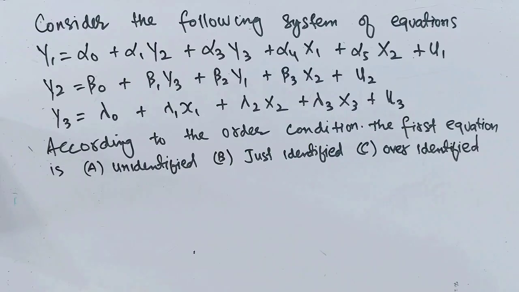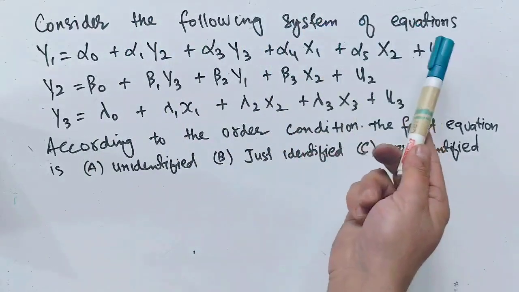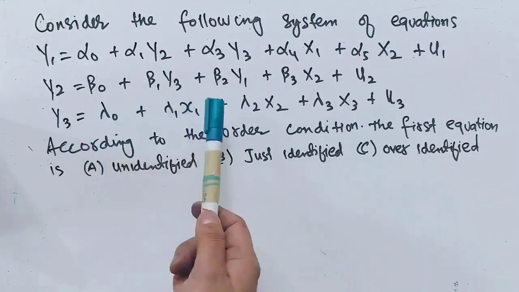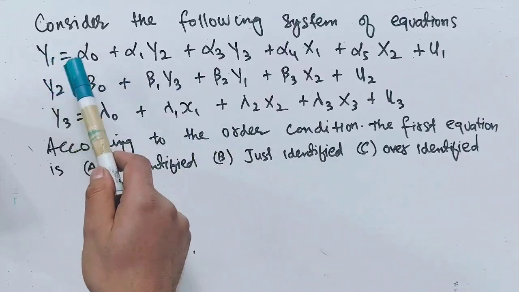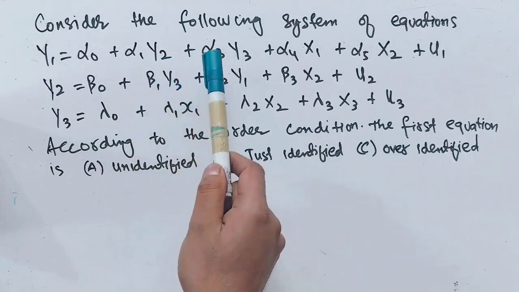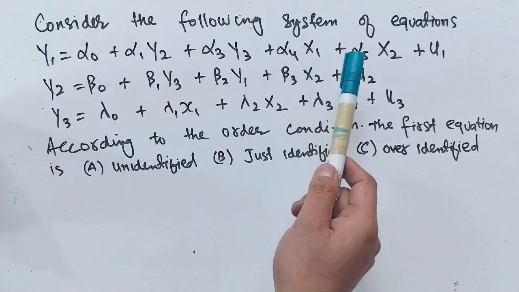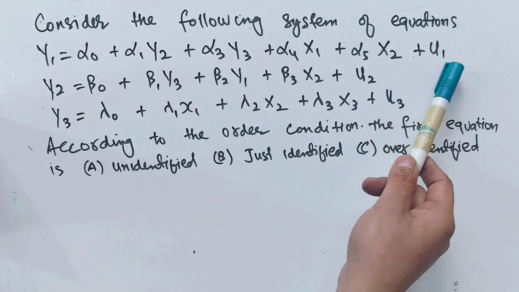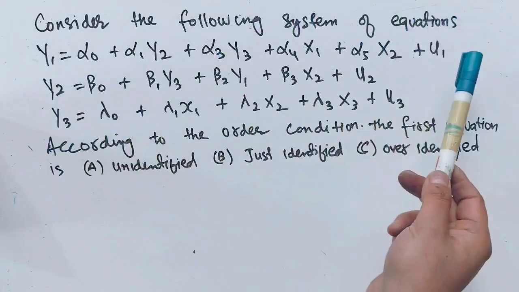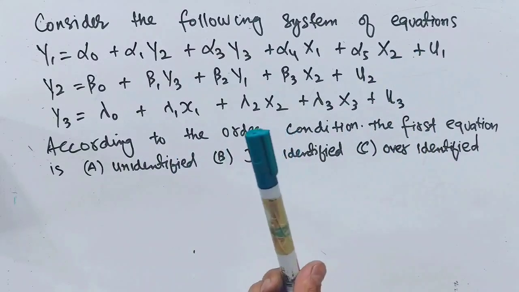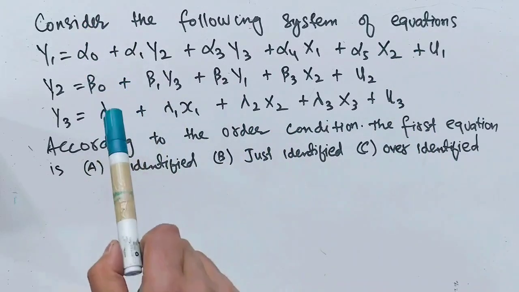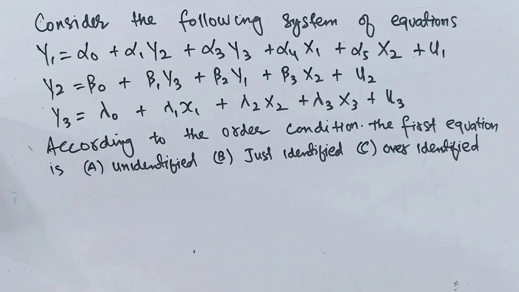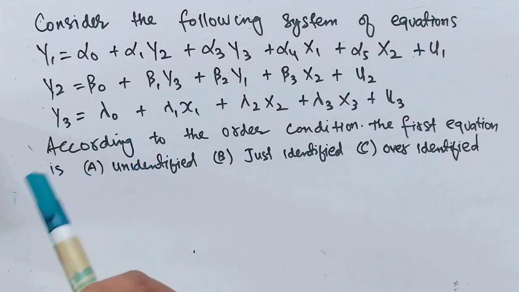The question is how to find out whether a particular equation is unidentified, just identified, or over-identified. Consider the following system of three simultaneous equations. Y1 is equal to alpha naught plus alpha 1 y2 plus alpha 3 y3 plus alpha 4 x1 plus alpha 5 x2 plus u1. Here u1, u2 and u3 are the residual terms, and alpha naught, beta naught and lambda naught are the constants.